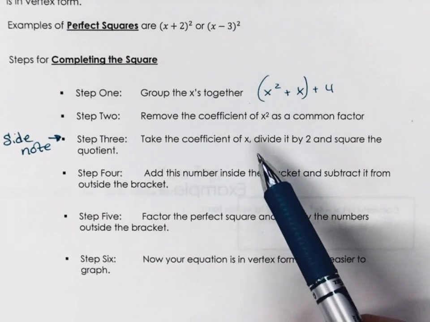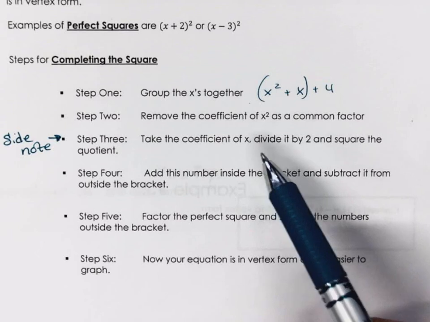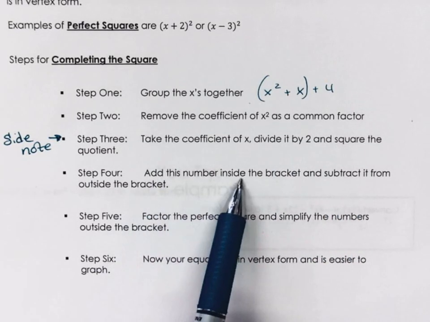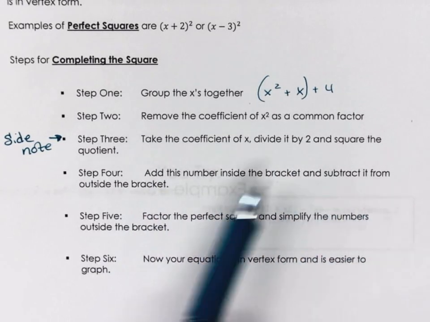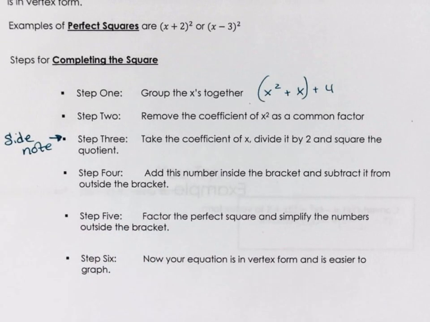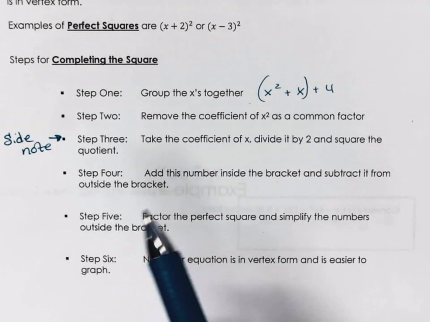And see, I do it in a fraction in my head. I'm like, that's 1 over 2. I'm going to square that. 1 squared is 1. 2 squared is 4. That's 1 over 4. Okay? Then you're going to add this number inside the bracket and you're going to subtract it from outside the bracket. Crazy, I know. The reason why we do it in 2 different places is because we don't want to change the value of the equation. We want to just change how it looks.